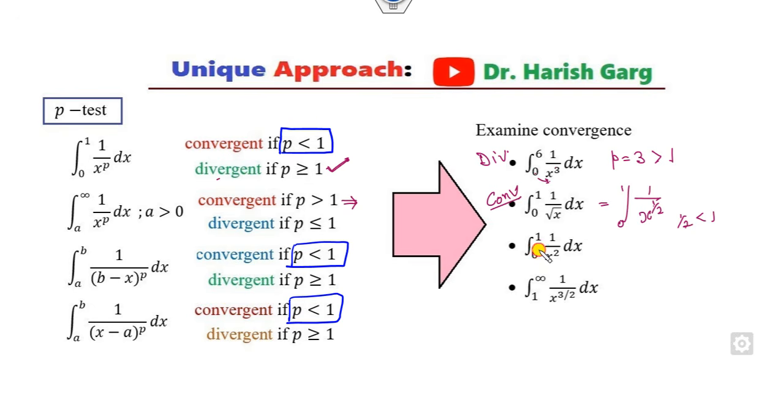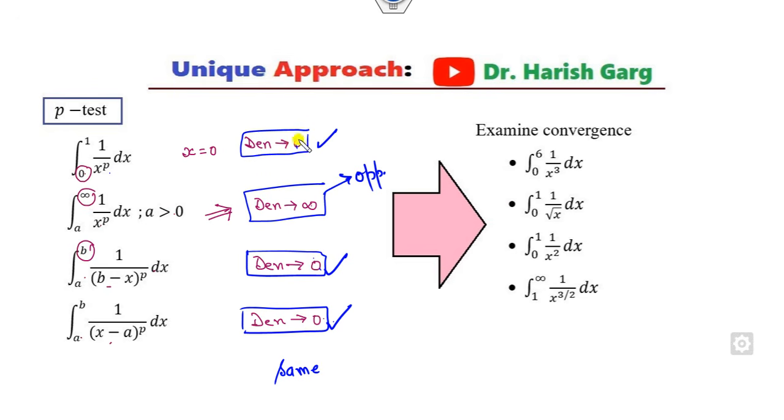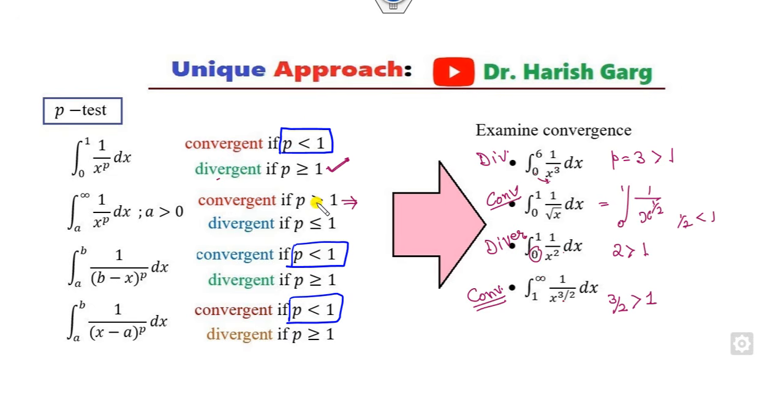In this case, again 0 is the point of discontinuity or singularity, and 2 is greater than 1, so this is divergent. Now in this case infinity will be there. Since 3 over 2 is greater than 1, this is convergent. Always remember this simple rule. Whenever it goes to 0, you get convergence for p less than 1. Whenever it goes to infinity, your convergence will be for p greater than 1, as you can see here.